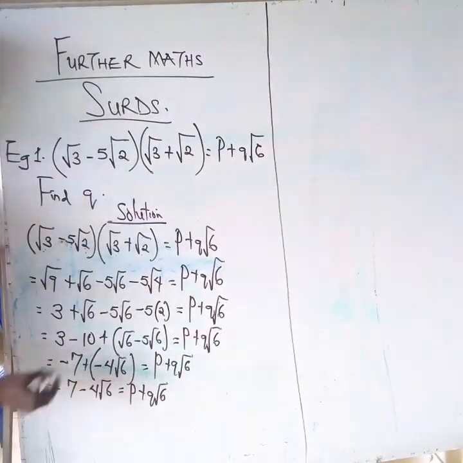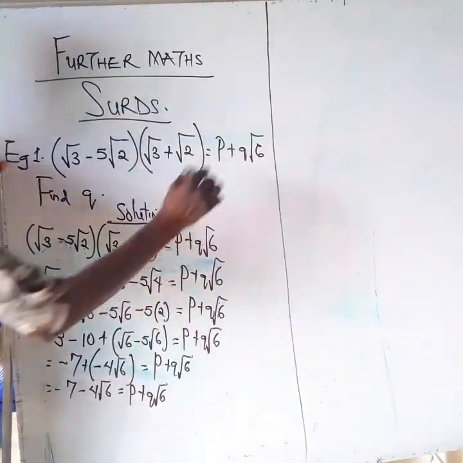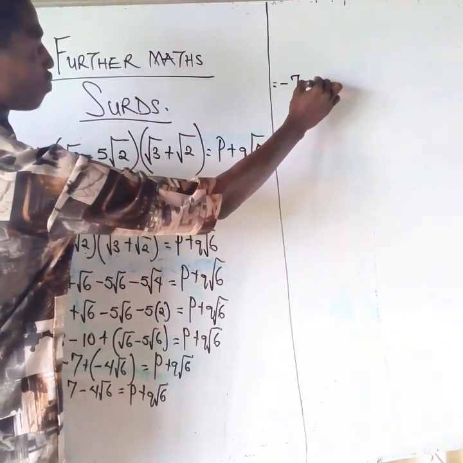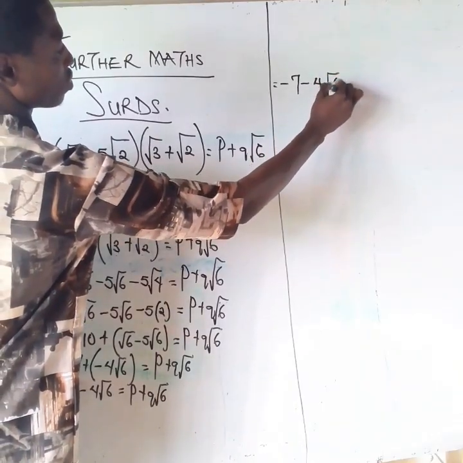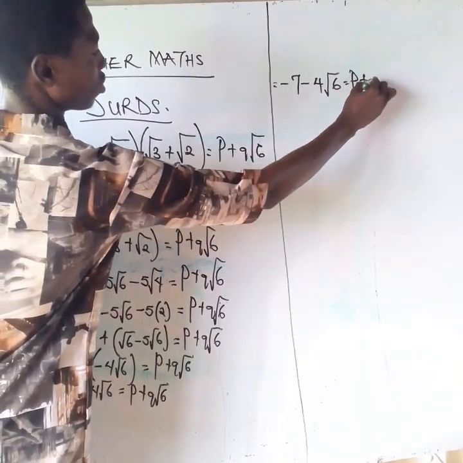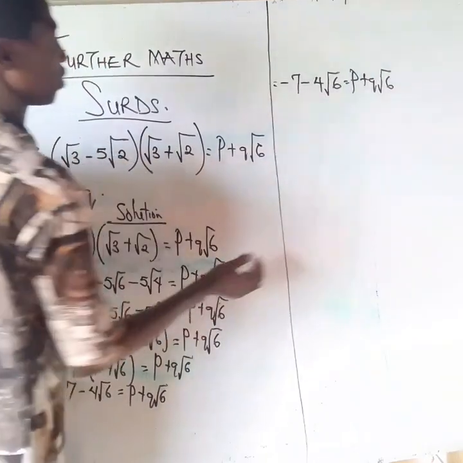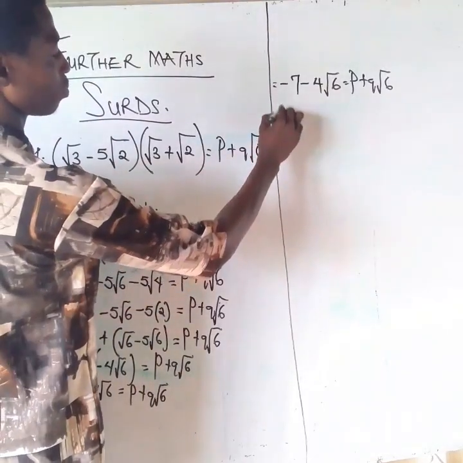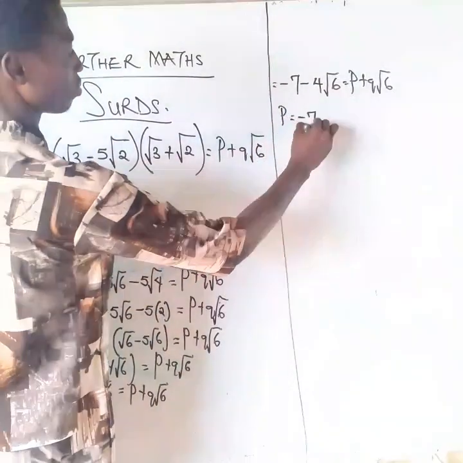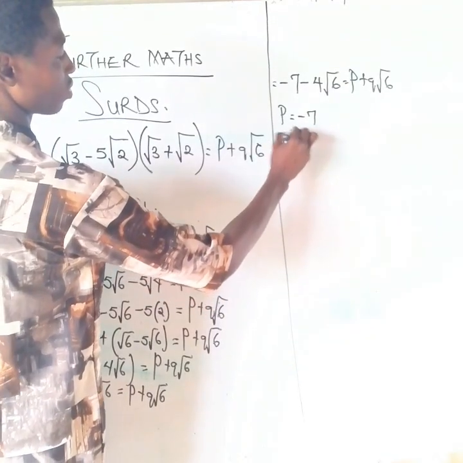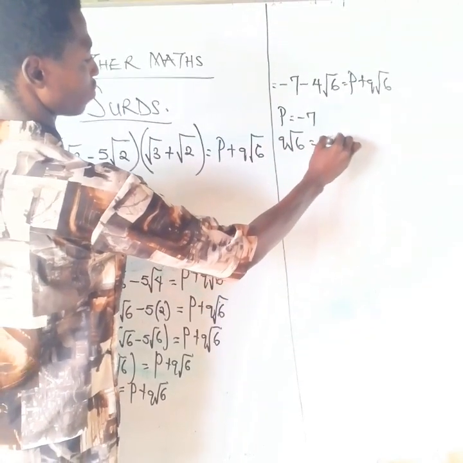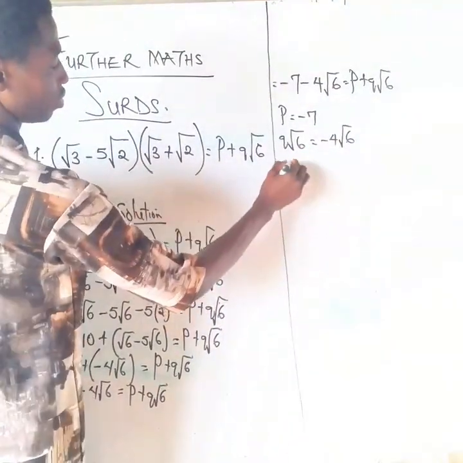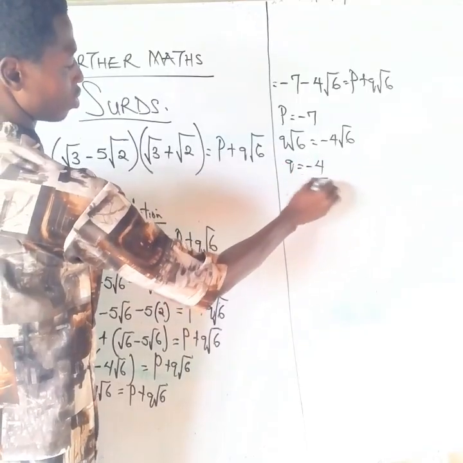Now, let me bring it up the other way. So from here, you have minus 7 minus 4 root 6 is equals to p plus q root 6. And here we are asked to find what q is. So it means that we are going to be comparing. It means that p is equals to minus 7, q root 6 is equals to minus 4 root 6. So just as what is here and here is equal, it means that q is equals to minus 4.